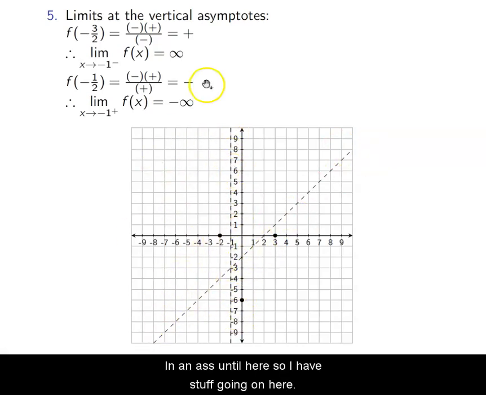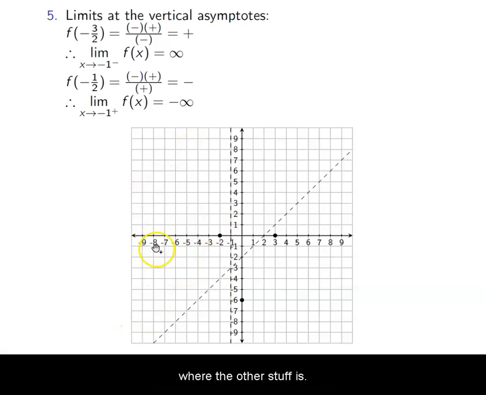So I have stuff going on here. I'll have stuff going on here. And it could have been possible that I had stuff going on here instead and stuff going on here instead. But since I already know points, I already know where the action is happening. It's going to happen here, and in between this blocked off area is where the other stuff is happening.